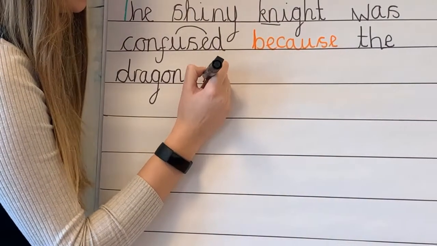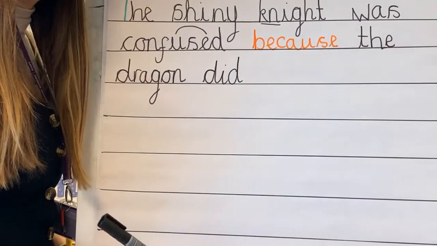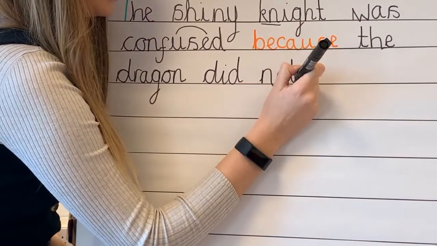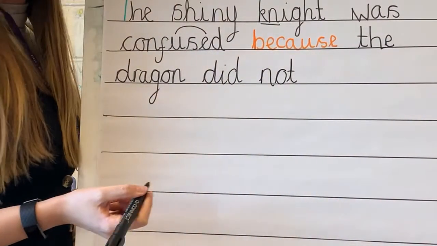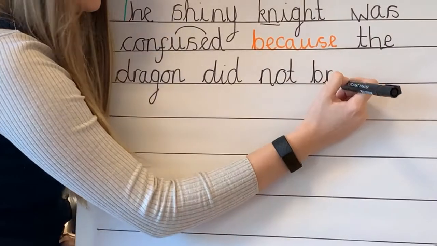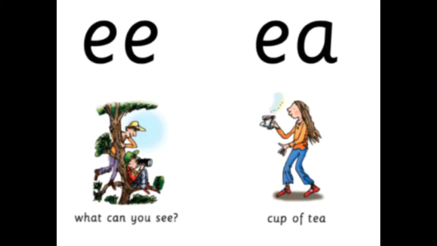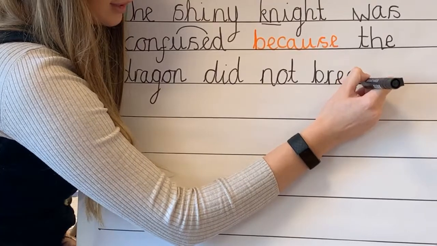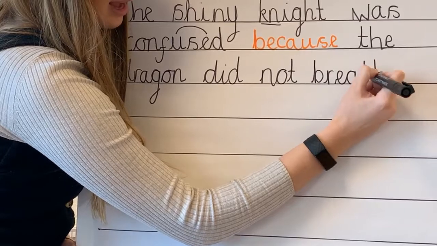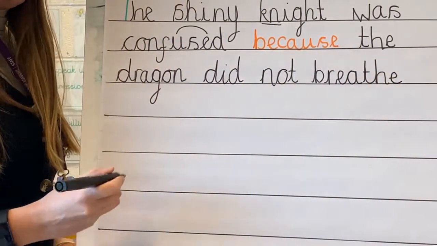Did, d, a, d, not. Can you spell that with me? Off. Well done. Not breathe. B, E. Which E sound? E, cup of tea. And it's got a tricky E on the end. Breathe, fire.